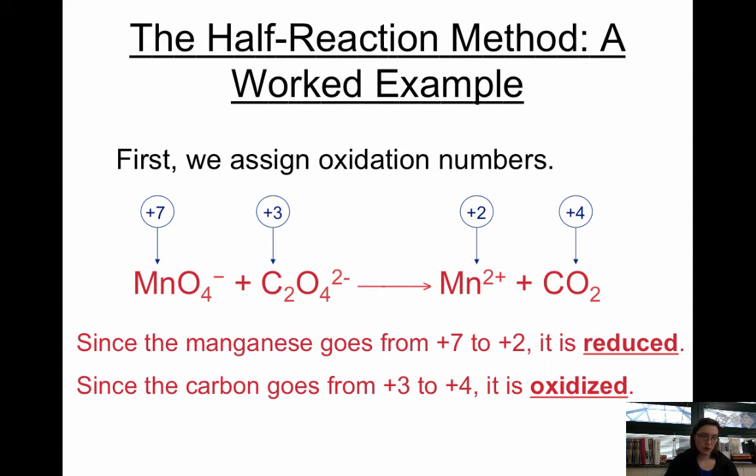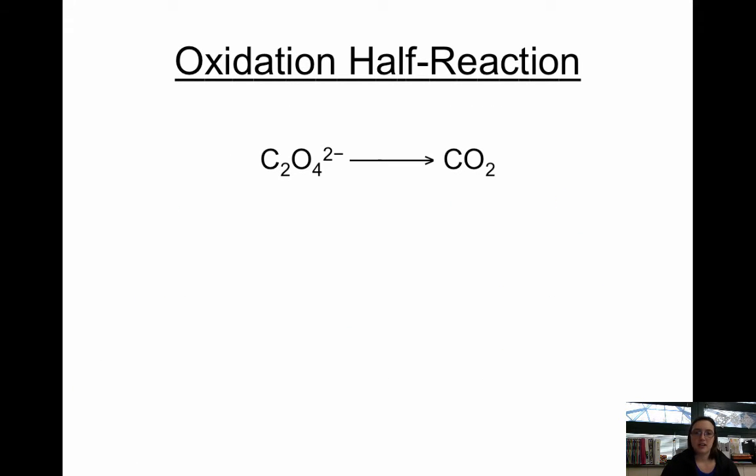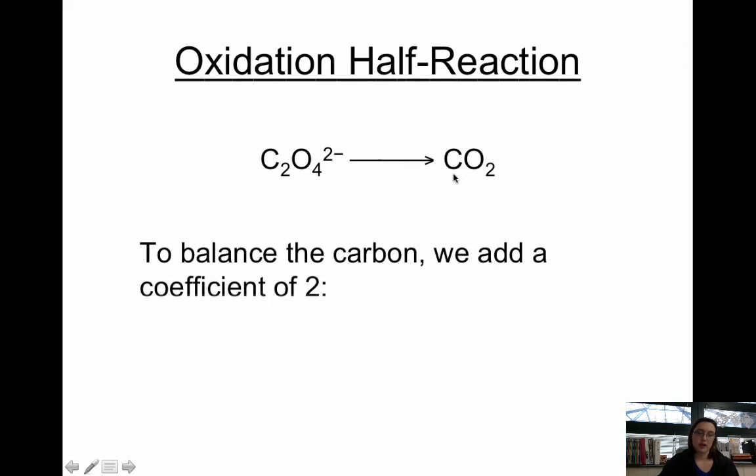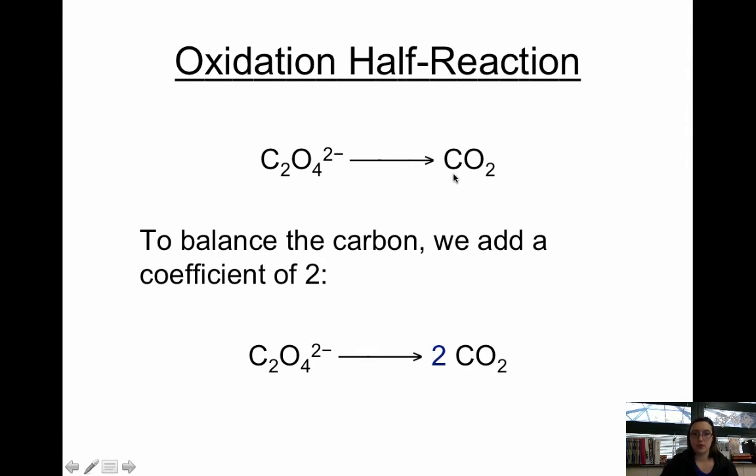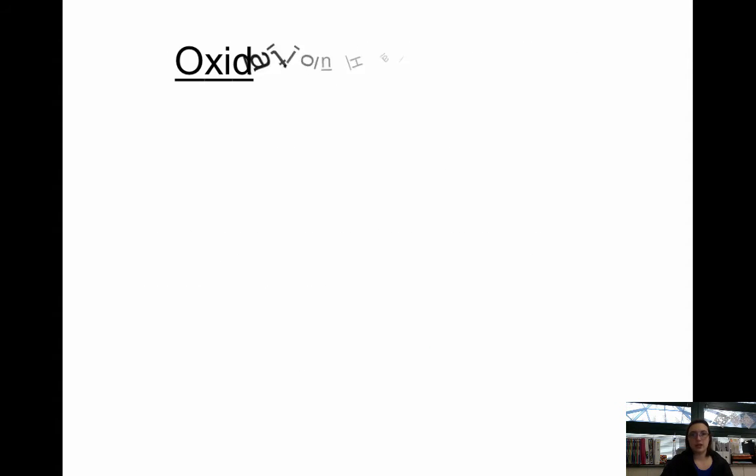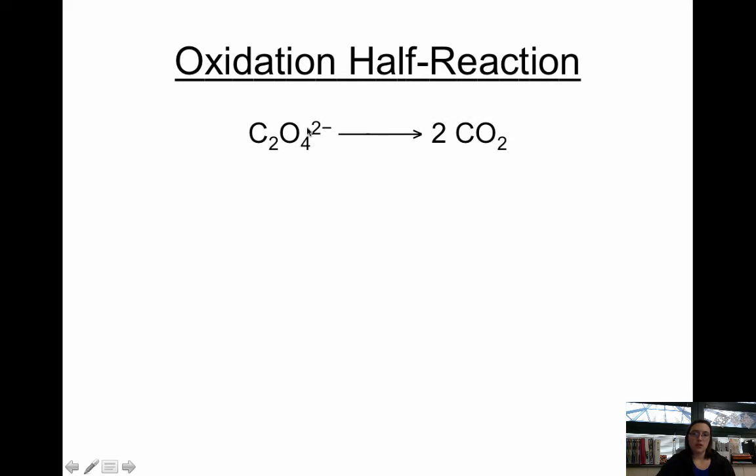So now we know what's being reduced and what's being oxidized, so we have to split it into the two half reactions. So we're going to look at the oxidation half reaction. We have the oxalate ion going to CO2. What we need to do first is balance everything except for H and O. So we start by balancing the carbons. We have 2 on the left, 1 on the right. So to balance carbon, we just add a coefficient of 2, just like we would balance any equation.